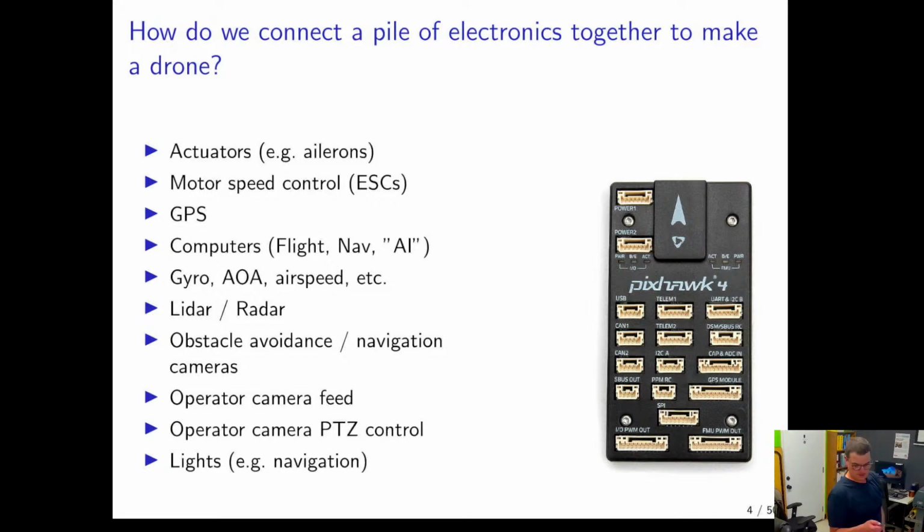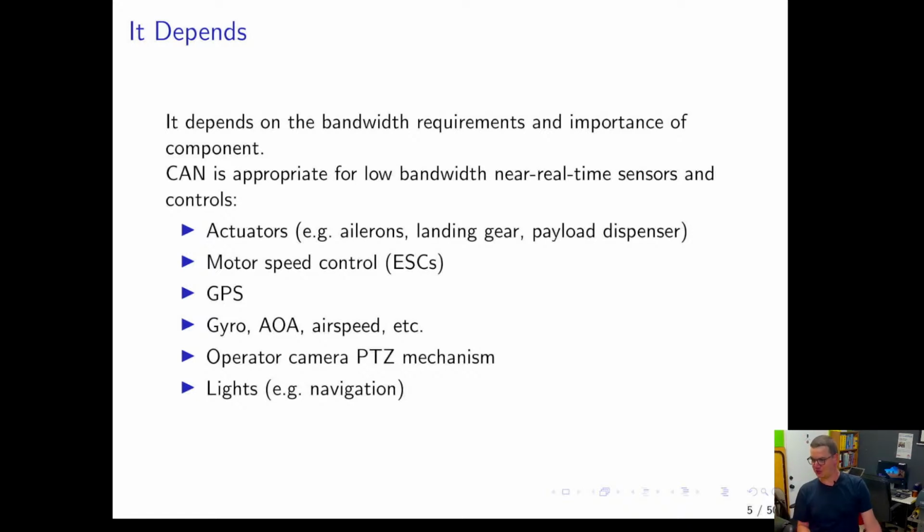And how do you do this? And of course, it's a trick question, right? Because there's many ways you can do this, and it depends on what kind of hardware you have, its bandwidth requirements, how important it is, etc. CAN, the thing we're talking about today, is most suitable for low bandwidth, sort of near real time. It's not a real time interface, but you can construct things that are close to real time. Near real time for sensors and various controls like actuators, ESCs, GPS, etc.